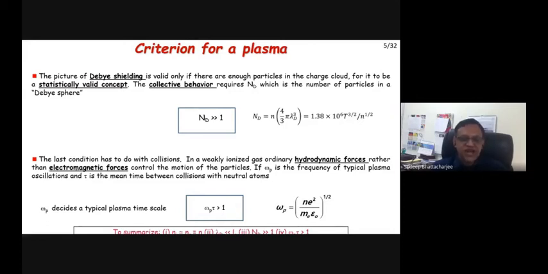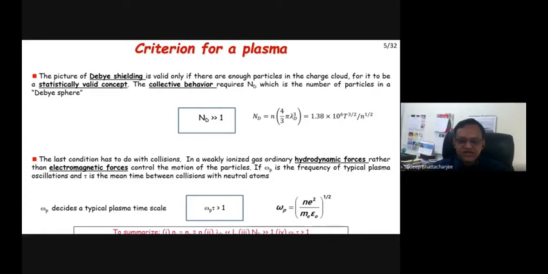And the last condition has to do with collisions. In a weakly ionized gas, ordinary hydrodynamic forces rather than electromagnetic forces control the motion of the particles. However, omega_p tau should be much greater than 1, where tau is the mean time between collisions with neutral atoms. So basically, the plasma frequency should be much larger than the frequency of electron-neutral collisions. And therefore, omega_p decides the typical plasma time scale. Lambda_D decides the length scale, and omega_p decides the time scale.